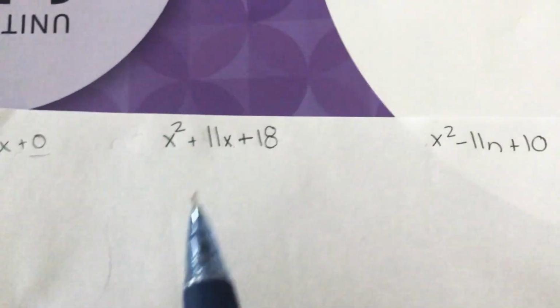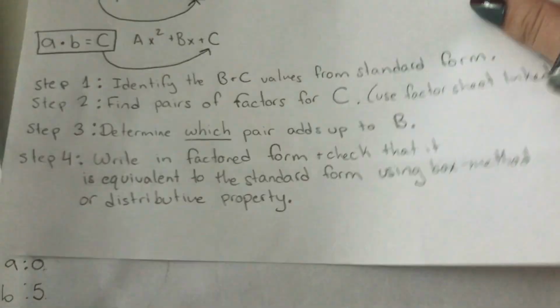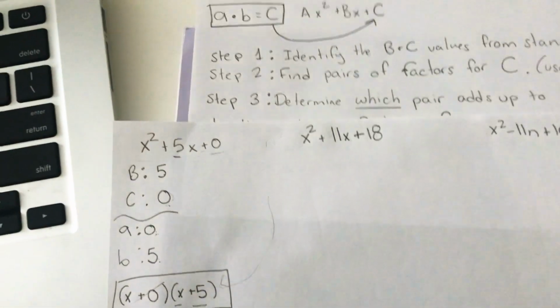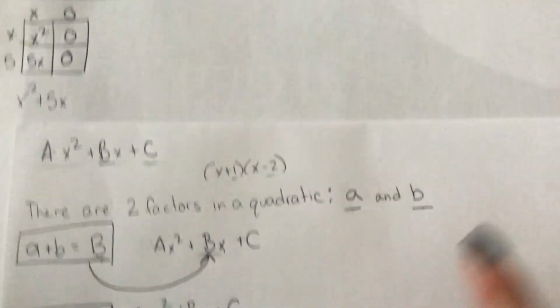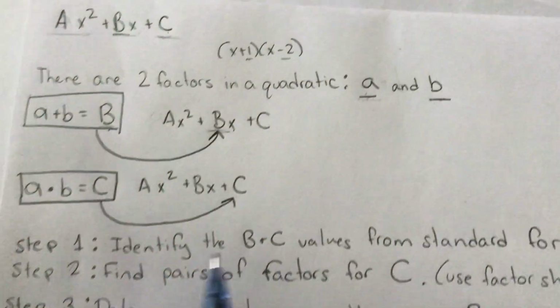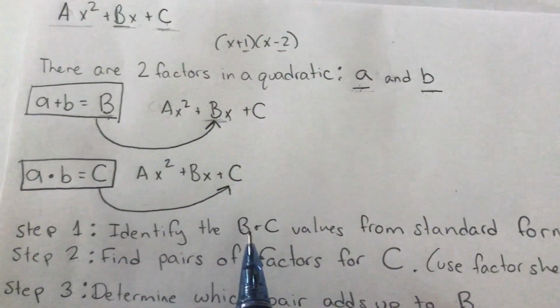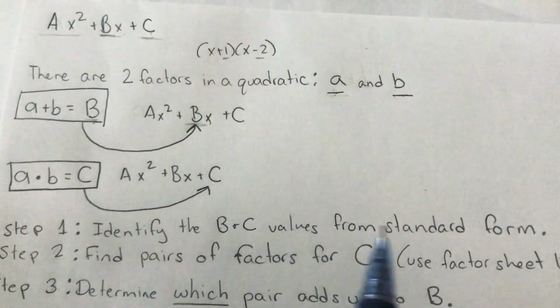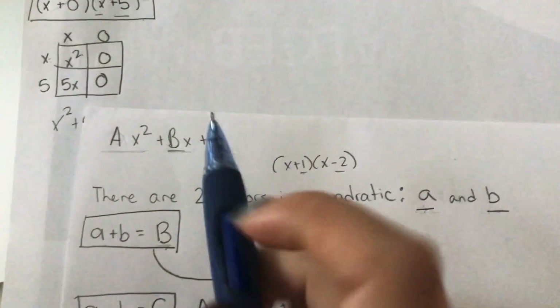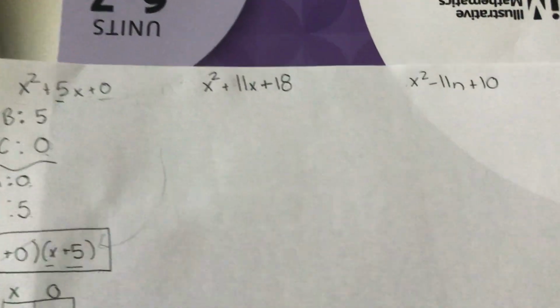All right, let's go ahead and do another one. We have x squared plus 11x plus 18. So I'm going to pull up my steps to solving this. Step 1, identify the b and c values from the standard form. So again, these are my b and c values. So I'm going to look up here.